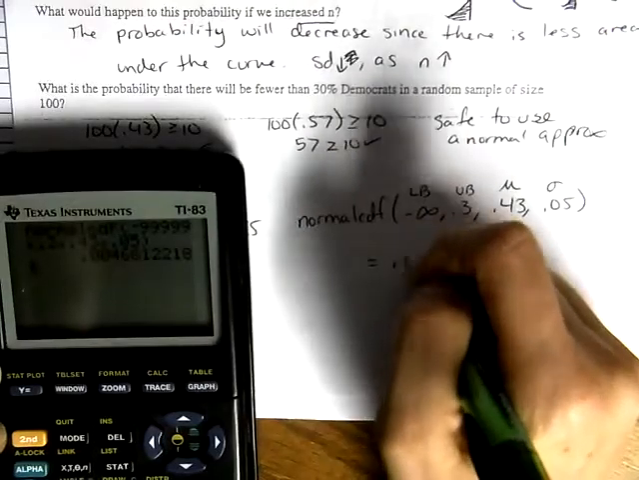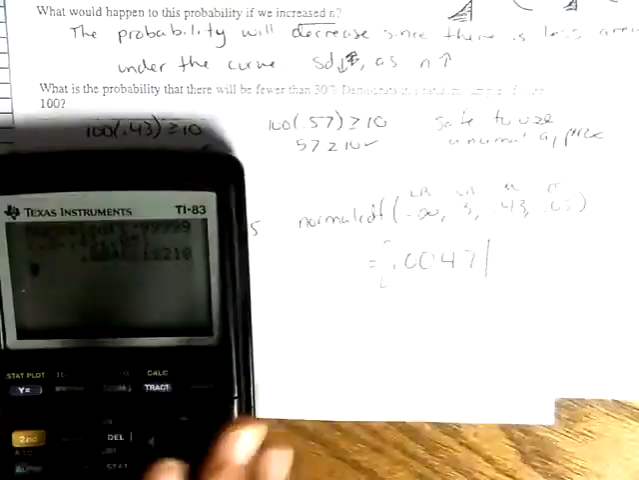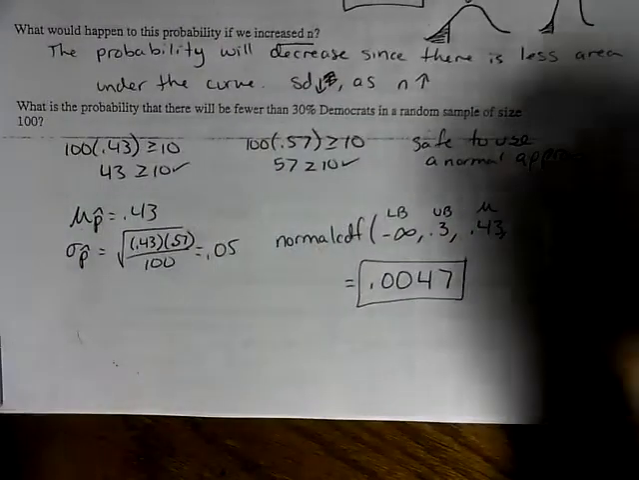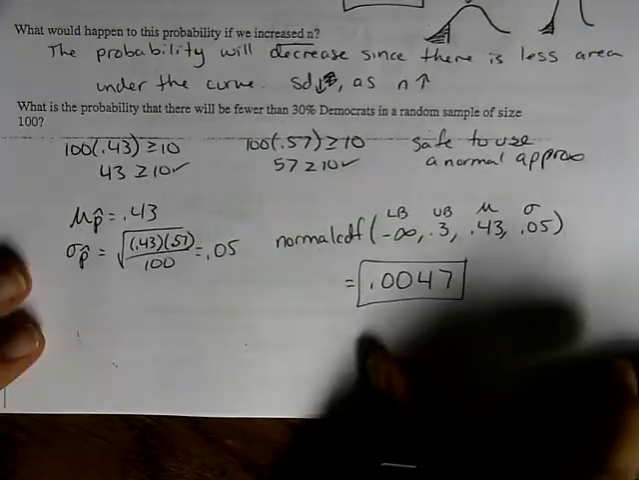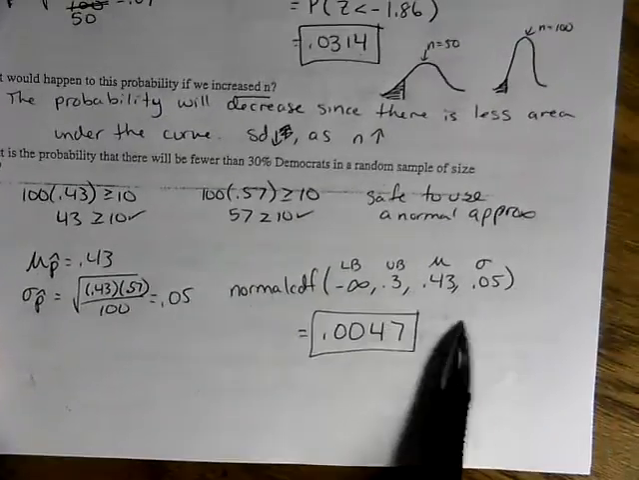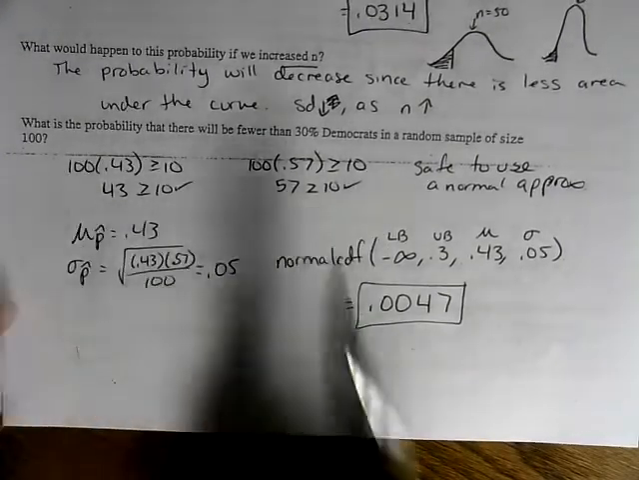So now we have a probability of 0.0047. So obviously you can tell that it decreased because there's less area under the curve. So sort of the same thing we've been doing with means, just our standard deviation is slightly different and using the central limit theorem is slightly different.